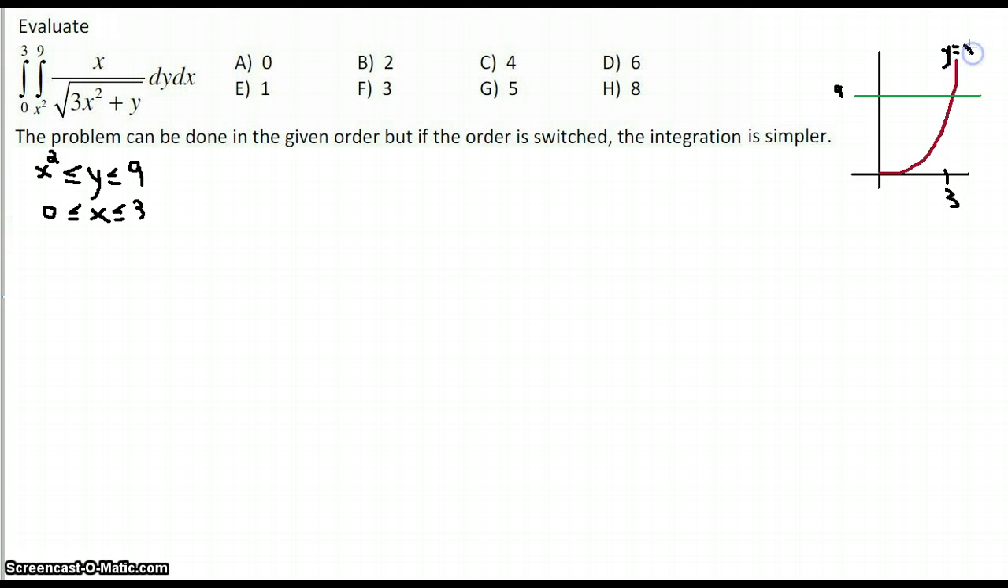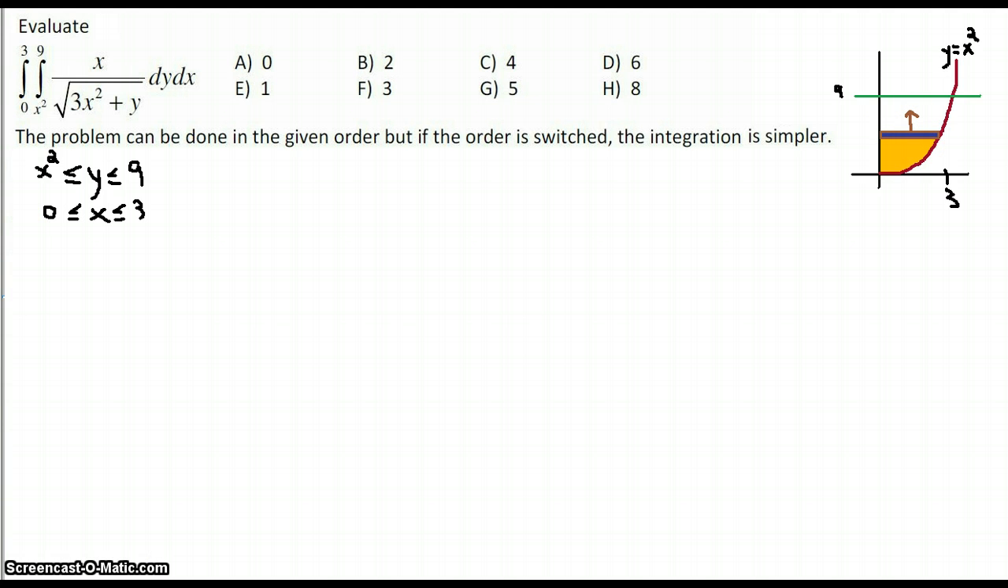Not that we can't do it the way the problem is posed as a dy dx integral. It's that it's nice they gave you the hint that if you switch limits of integration, you'll find an easier time doing it. So we're going to do it as a dx dy, where we use these horizontal rectangles and move them vertically to get the volume of the shape.